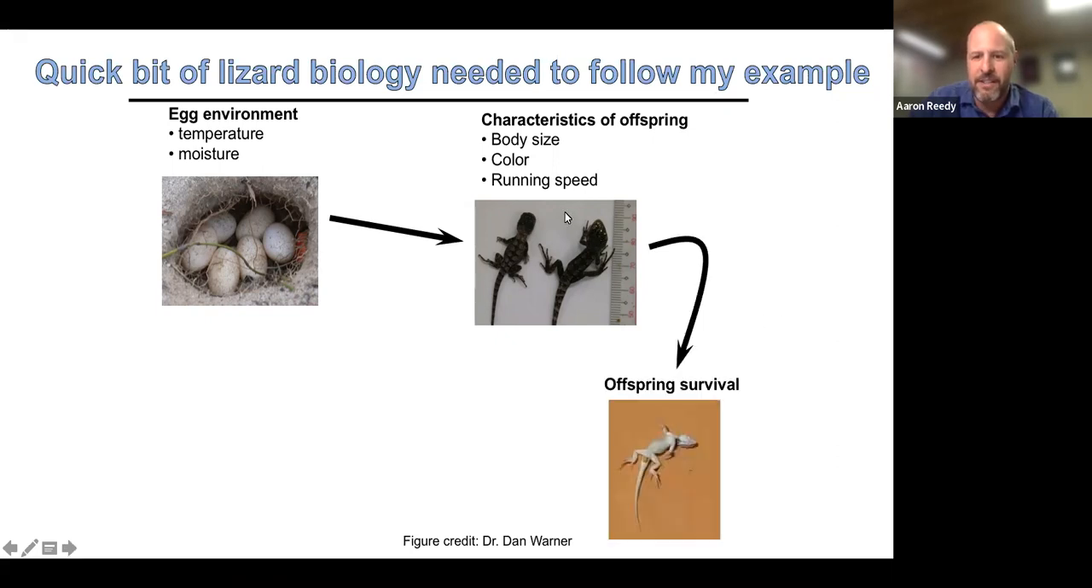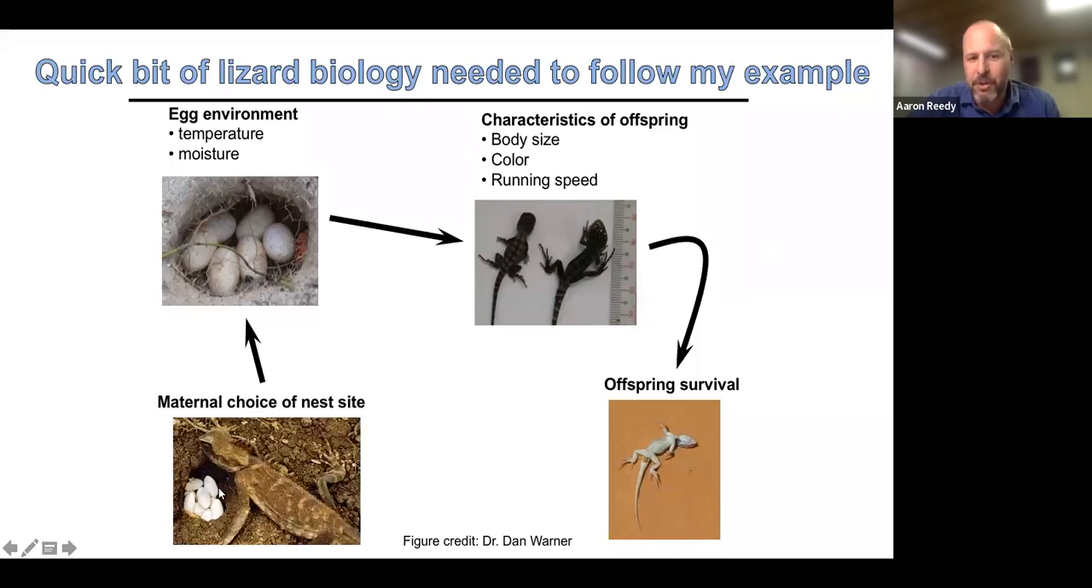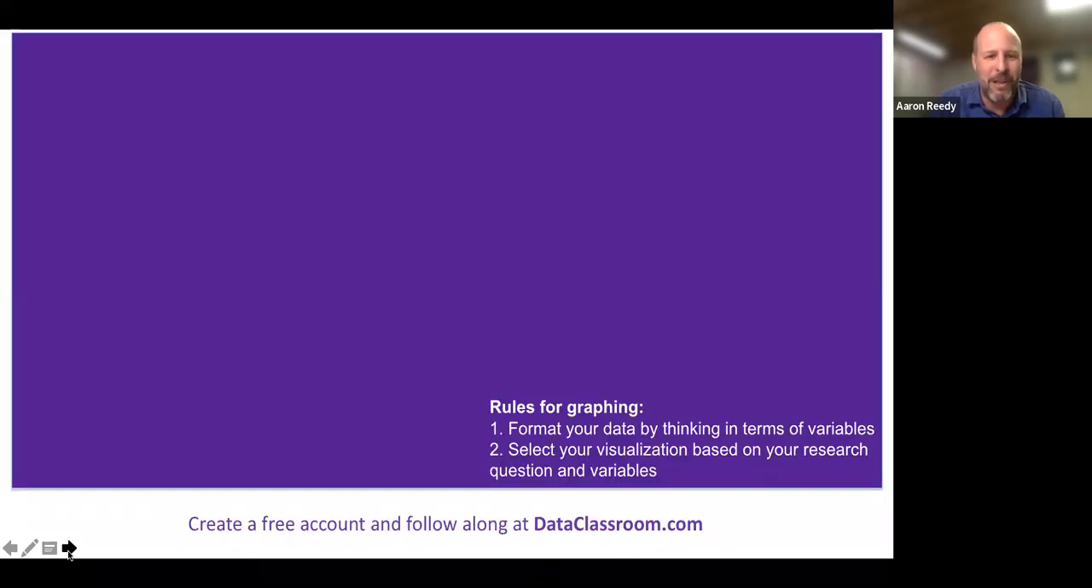And those traits in turn can affect the fate of the animal, whether that animal lives or dies, that offspring's survival. So that maternal choice of nest site ends up being a really important choice that can have a cascade of consequences that literally translate to life or death for a baby lizard. Okay, so there's a quick bit of lizard biology needed to follow this example. So now we will return to me telling a story from my own classroom.